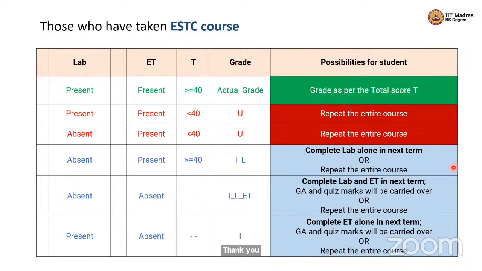Now, once you complete the lab, say for example you are absent for the lab here, but you have done everything else here. So say you complete the lab in the next term. Once you complete the lab alone in the next term, you will get marks for that, which will be added to the total score, and you will get the actual grade. So that means you will come from blue stage to green stage. Okay. Yes, sir.